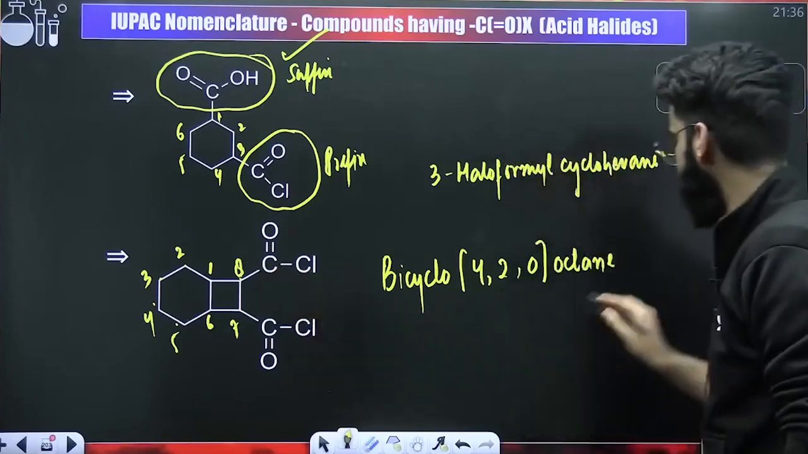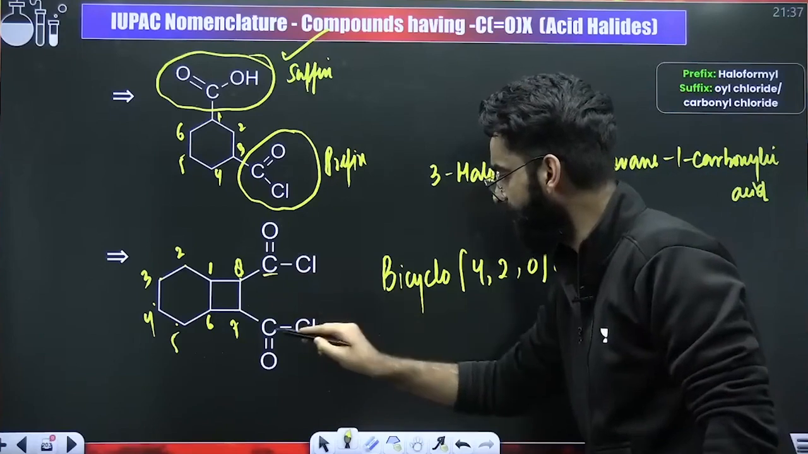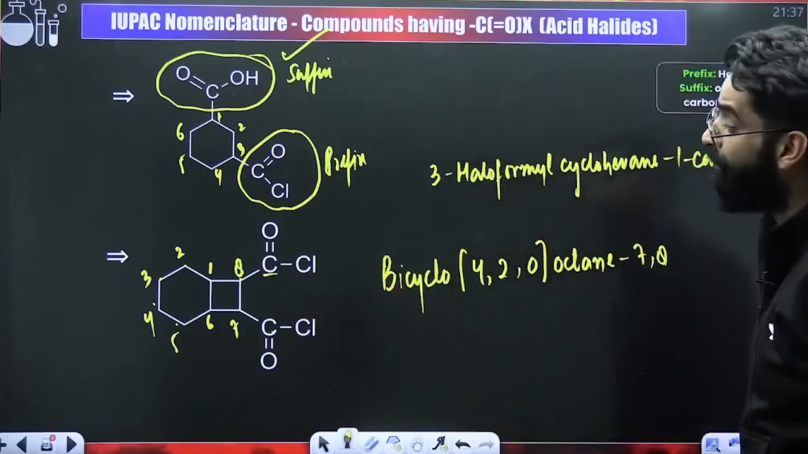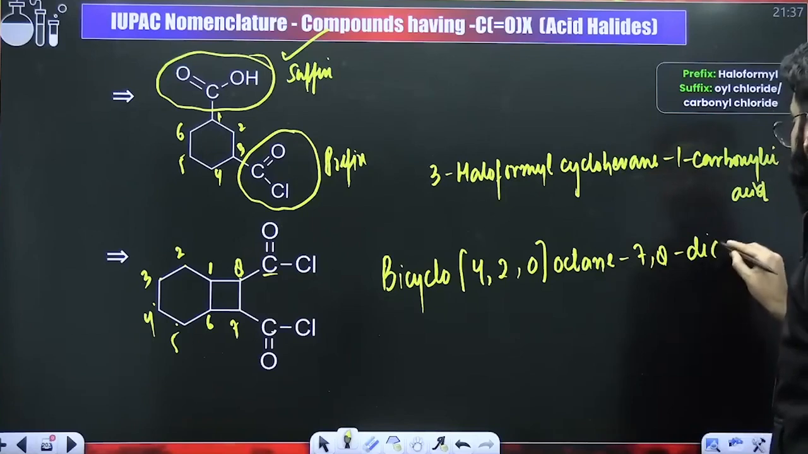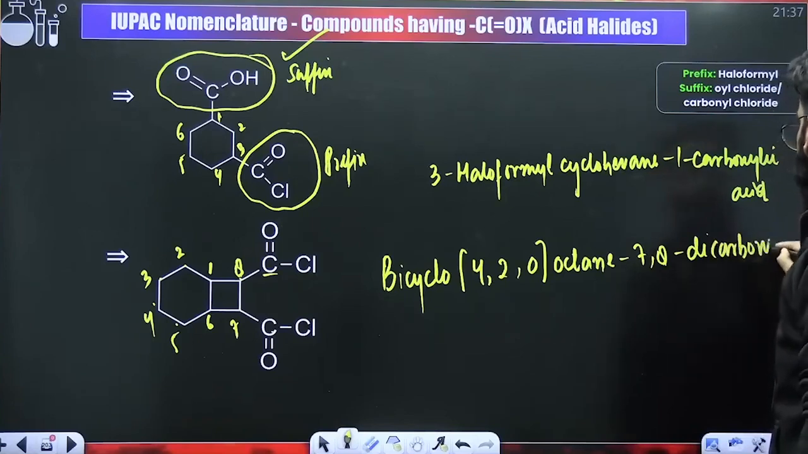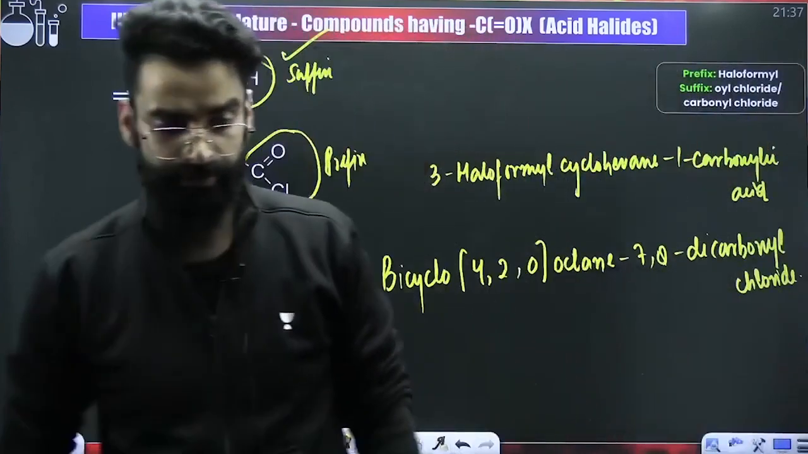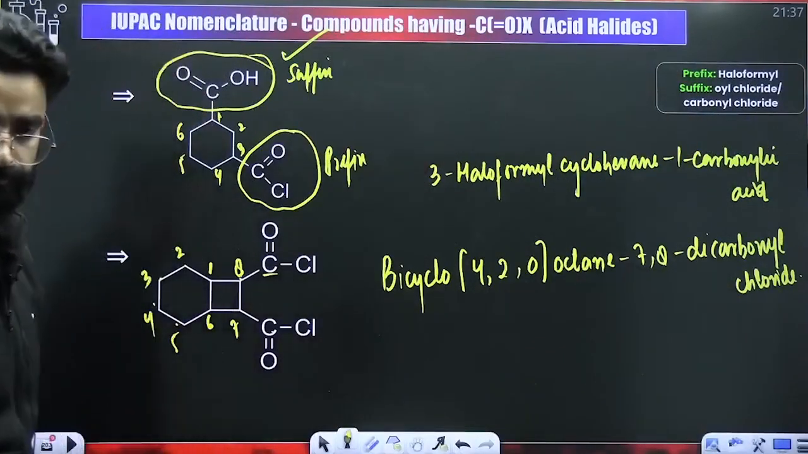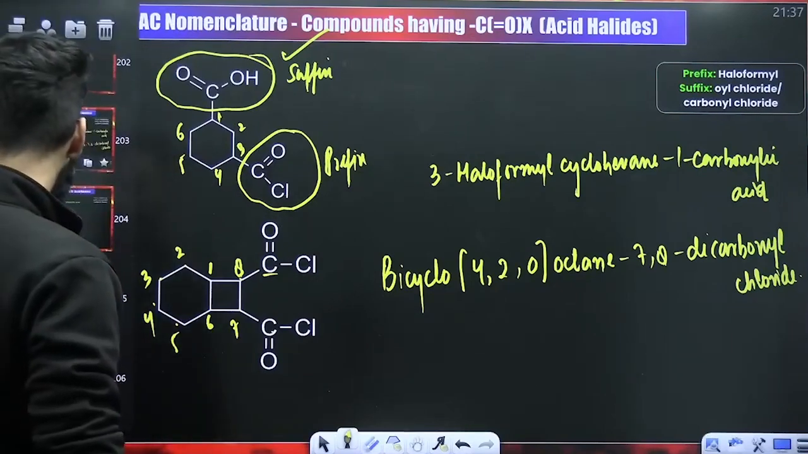So it's oct. Everywhere, it's a single bond, right? Now, at 7th and 8th position, there are 2 acid chlorides. But none of the acid chloride carbon is included in the main chain. So it's going to be dicarbonyl chloride. Dicarbonyl chloride, right? I believe it's clear, guys.